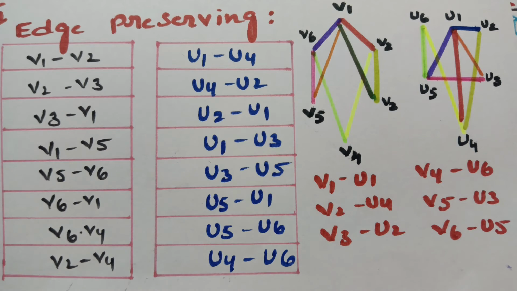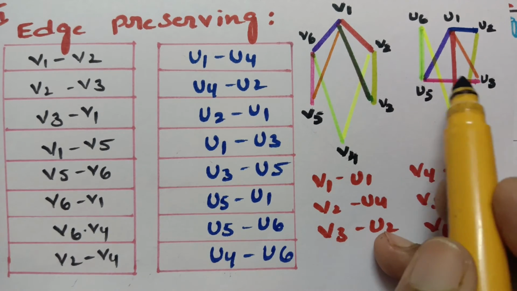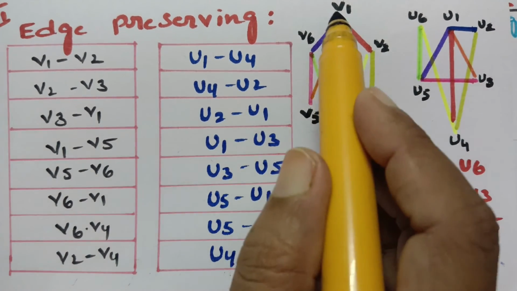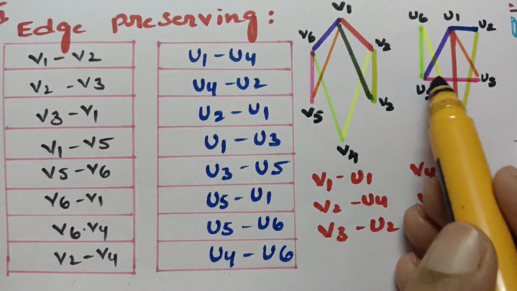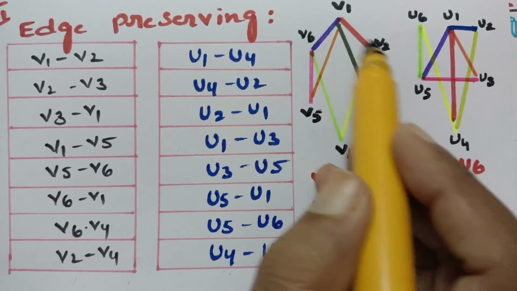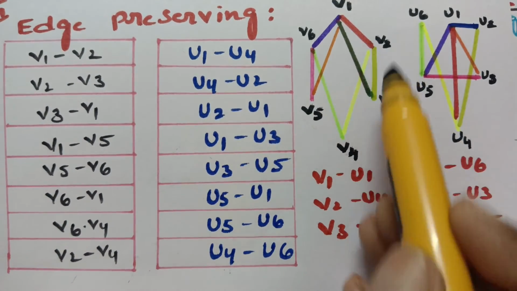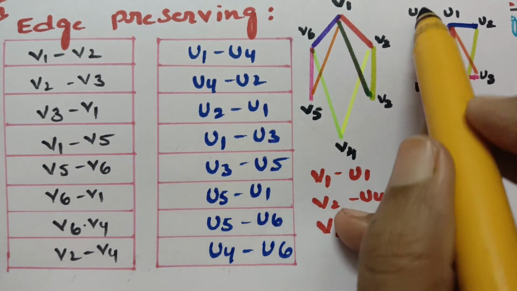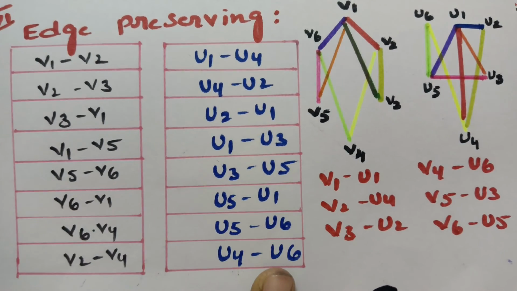So you have to transform every v in terms of u, and we have to check. There are 8 edges here and there are 8 edges here. So the edge corresponding to v1 v6 is clearly this one, u1 u5, and the edge corresponding to v1 v2 is nothing but the red color here, u1 u4, and v2 v4 is nothing but u4 u6. So these are the corresponding edges.